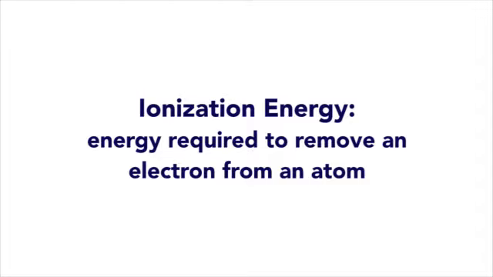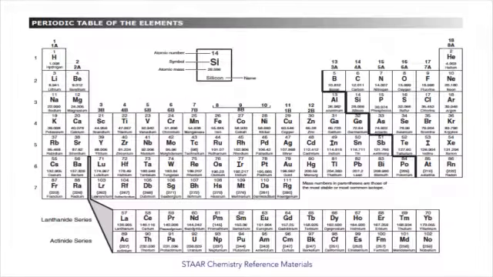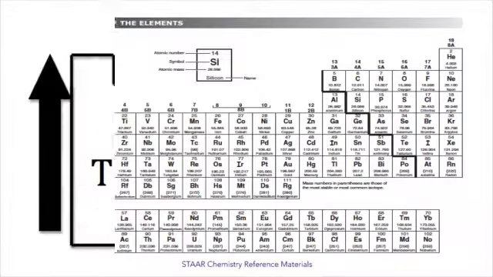Okay, periodic trend number 2 is ionization energy. This trend looks at how hard it is to remove an electron from an atom. Group 1 and 2 elements easily give away their electrons. Groups 17 and 18, not so much. Halogens, for example, are super close to having 8 valence electrons, so they have a high ionization energy.